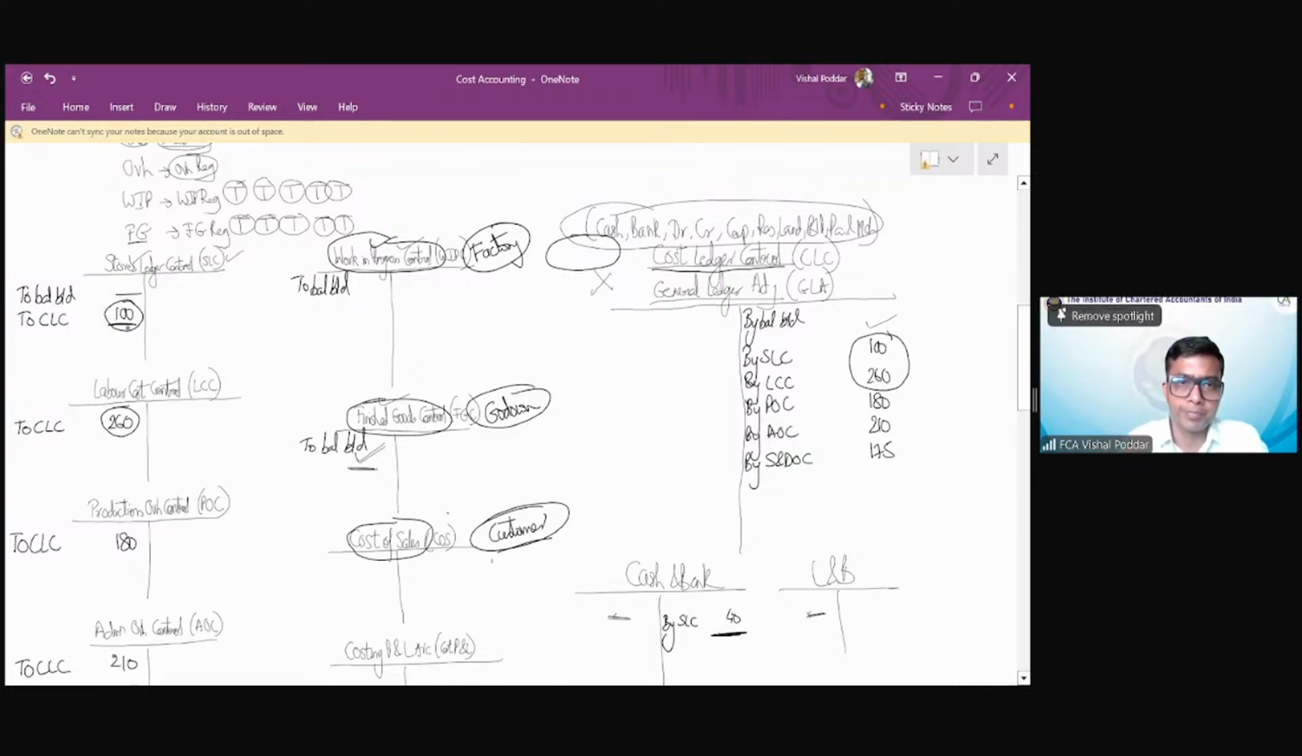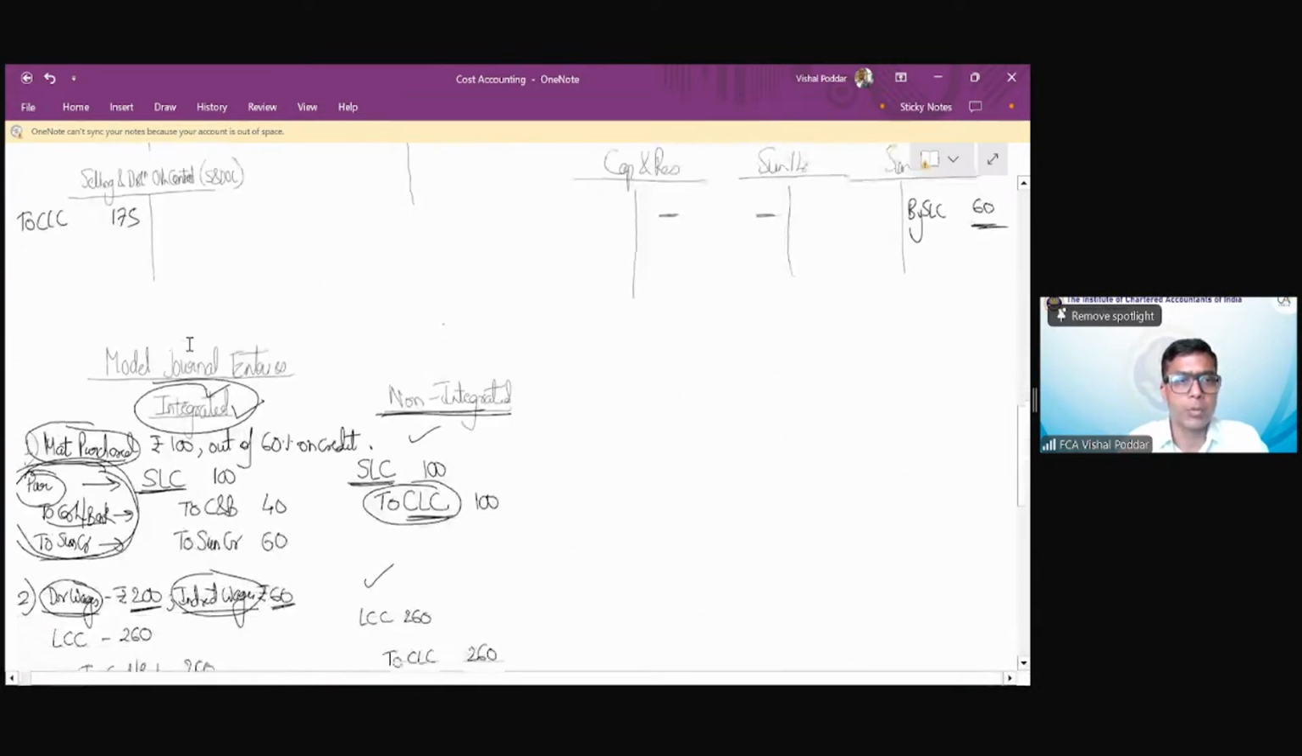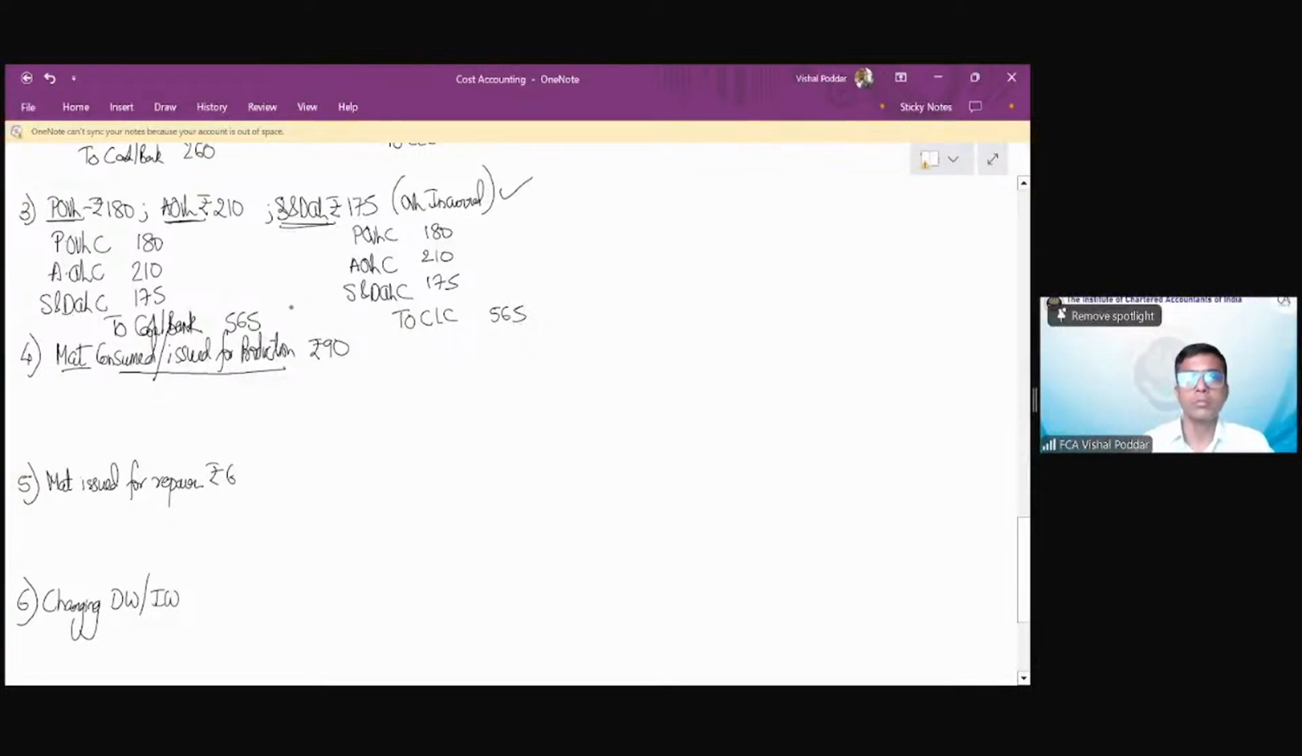Just remember this. Correct? Now, material consumed and issued for production. Where does production happen? In the factory. So you have to debit the factory related account, which is the WIP account, because it is the one which is receiving the material.